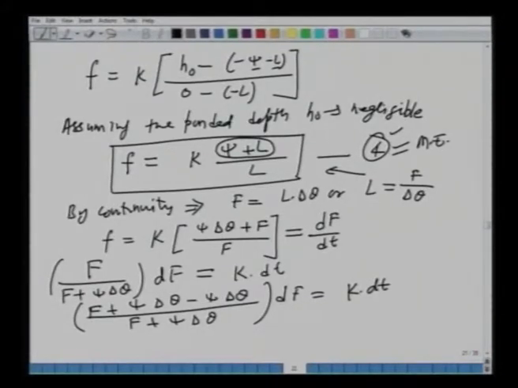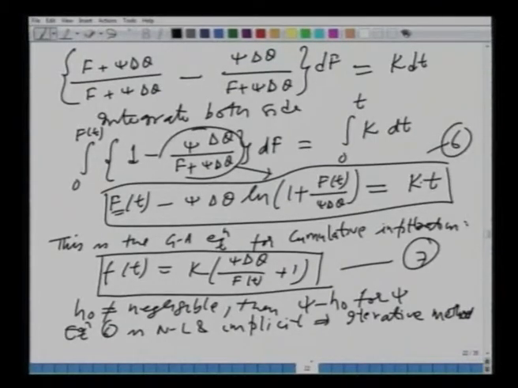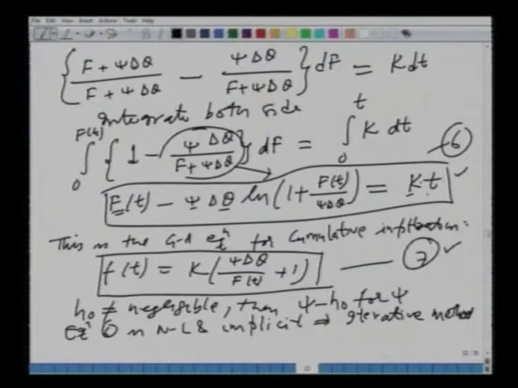Now what we did was we combined this momentum equation with the continuity equation, which is represented by this essentially, and we put it all together, separate the variables, perform the integration, and the final equation which we get comes out in this form, equation number 6. Equation number 6 gives you the cumulative infiltration as a function of psi delta theta, and delta theta involves the soil properties, that is porosity and the initial moisture content, and the hydraulic conductivity and as a function of time.